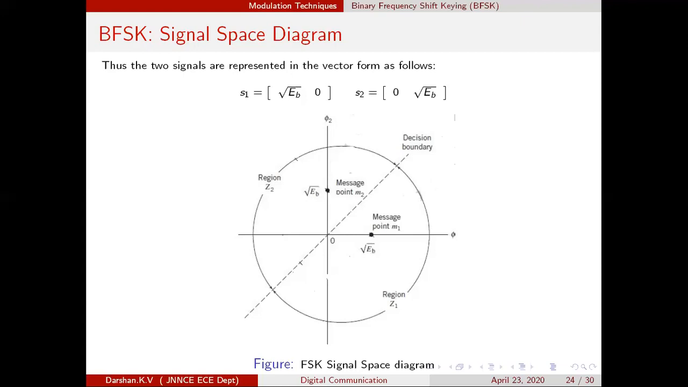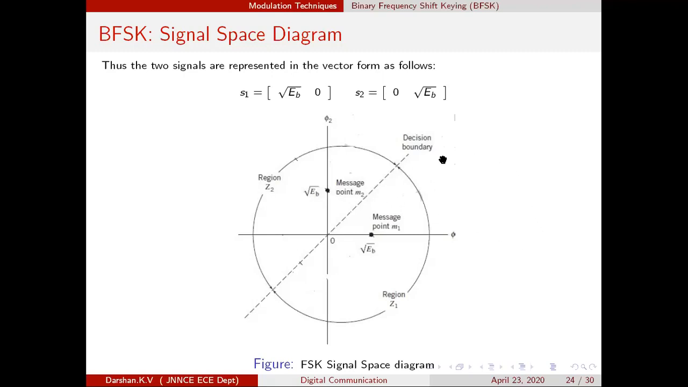Okay, so for calculating the probability of error and for the receiver to decide which symbol has been transmitted, we need to have a decision boundary, so that any received signal point falls on one side of the boundary, say in the region Z1, then the receiver can say message M1 has been transmitted. Similarly for the other side also. The convention we are following is, this message point M1 represents the symbol 1.